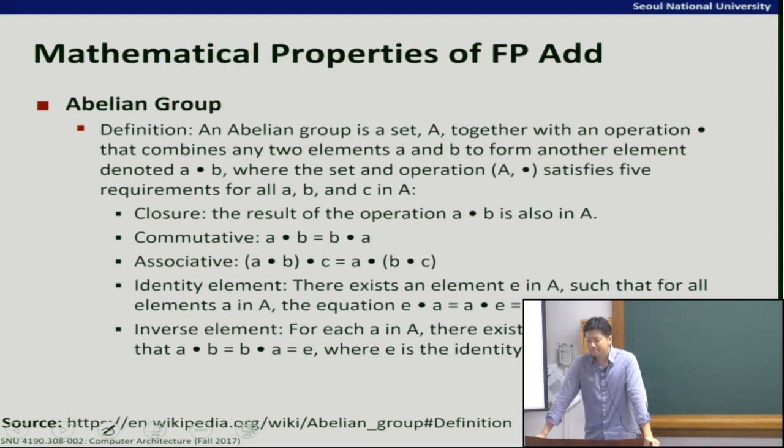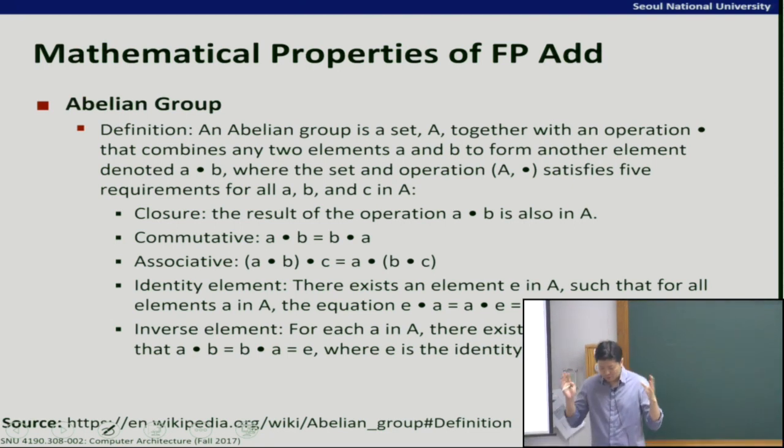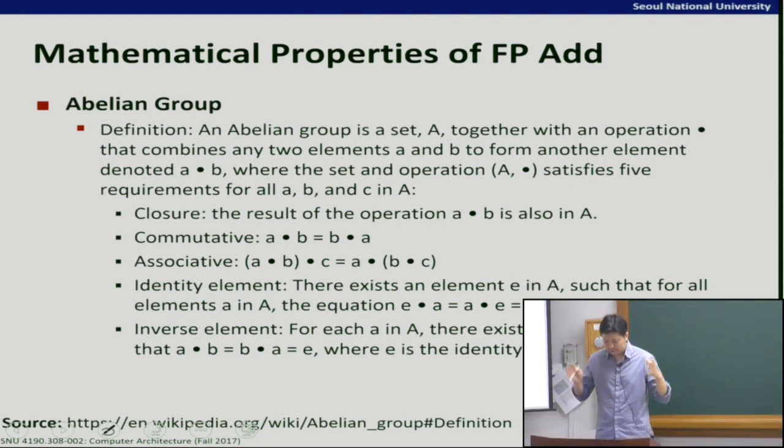Is associative 결합법칙 in Korean? Right? What is commutative? Ah, 교환법칙. Okay, thank you. So the second one is commutative, 교환법칙, and the third one, associativity, is 결합법칙.